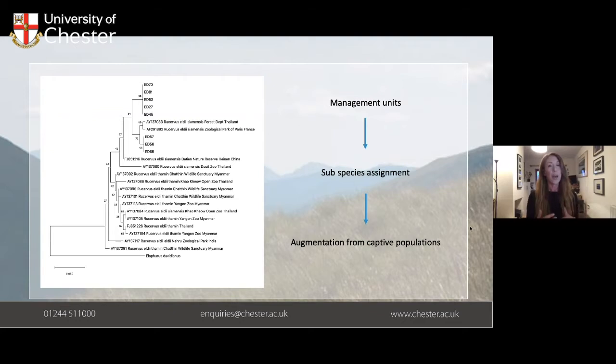We can also compare this with individuals of known subspecies status, and we can say, well, now we know the subspecies, how can we augment this population with individuals from zoos and from sanctuaries, which do exist around the world? So this will directly inform the work that WWF and WCS are doing on the ground. And we're also looking at the moment to expand this work to cover the whole of Cambodia. So really exciting.